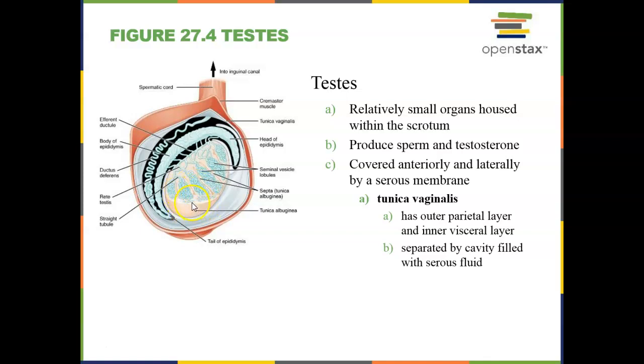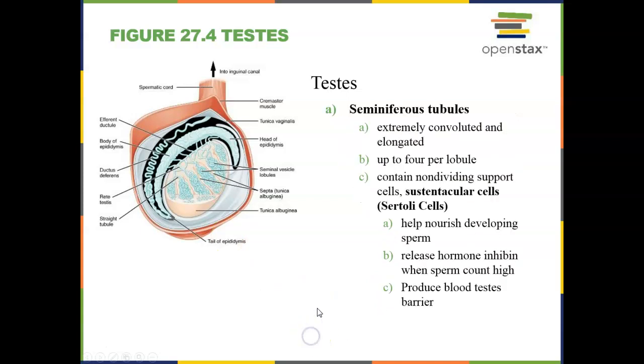And then the structures here that are separated into what we call lobules are known as seminal vesicles. And these are where all the real magic of the testicles occurs. So seminiferous tubules here, these are what produce sperm.